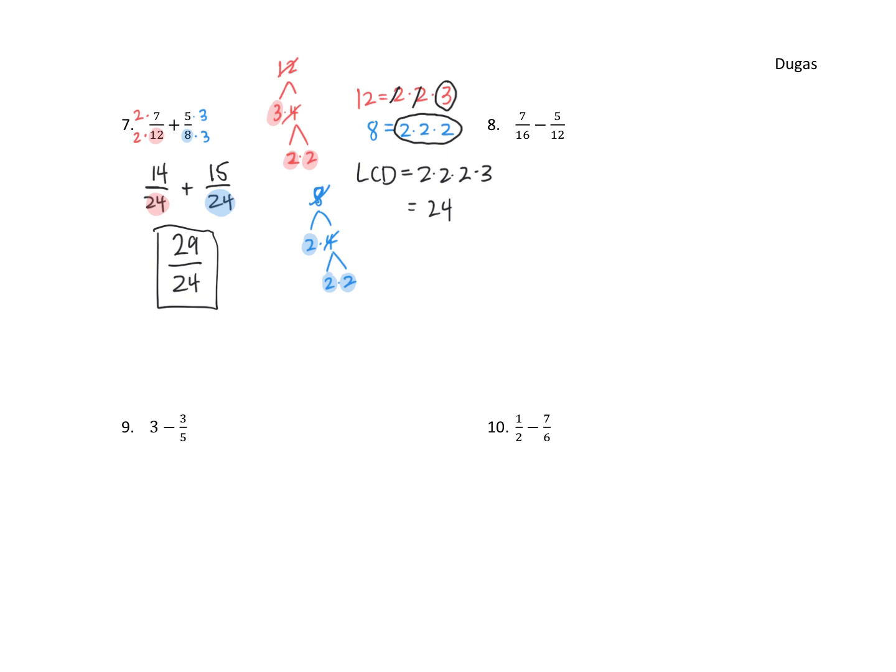Number 8, 16 and 12. Those two fractions do not have a common denominator, so we'll start by finding that first.